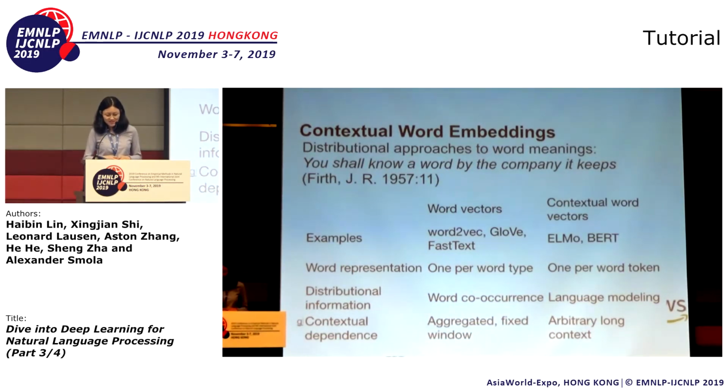In this case, the distributional information we're using to learn these vectors is language modeling. We want to predict the probability of a specific word given its surrounding context. Compared to word vectors, where we use a fixed window around a particular word, here you can imagine that we have an arbitrarily long context for each word, because in language modeling we don't have any limitations on the size of the context.